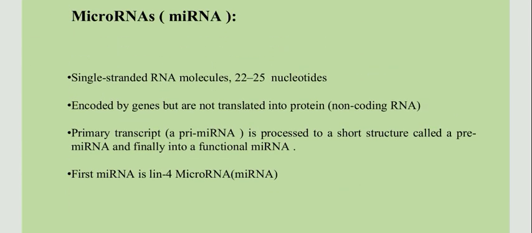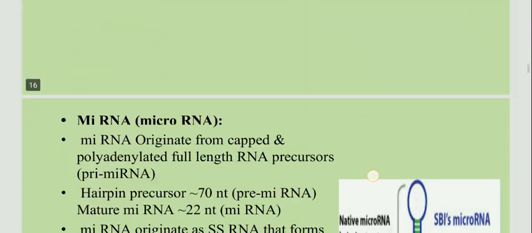MicroRNA, miRNA, is a single-stranded RNA molecule of 22 to 25 nucleotides, encoded by genes but not translated into protein, so it is non-coding RNA. The primary transcript is processed into a short structure called a pre-miRNA and finally into a functional miRNA. The first miRNA discovered is Lin4 microRNA.